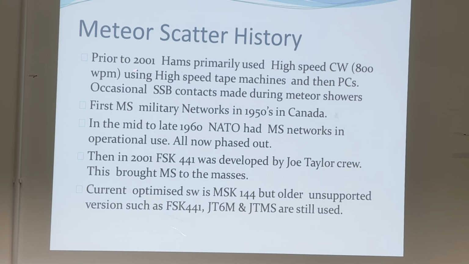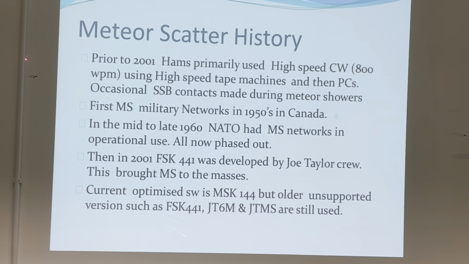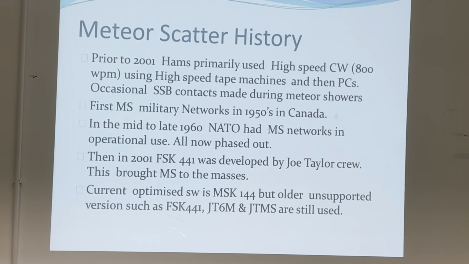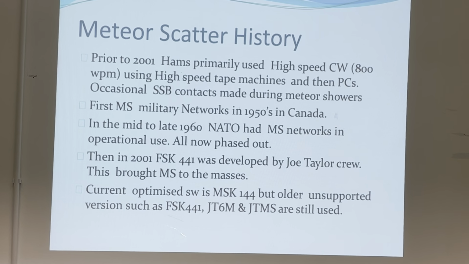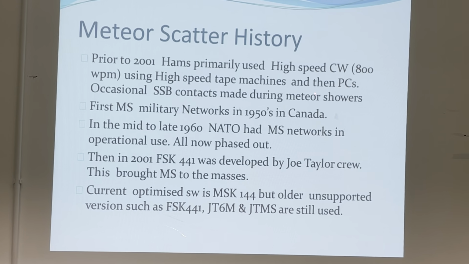Prior to 2001, the ham operators used high-speed CW, up to 800 words per minute. They would send it out very fast, so the receiving end would have a tape recorder running initially, and then a PC. Record it, then slow it right down, decode it, then send one back, speed another one back up, and send it back out again. So it really was quite difficult, quite time consuming, and I should think quite tricky to actually do.